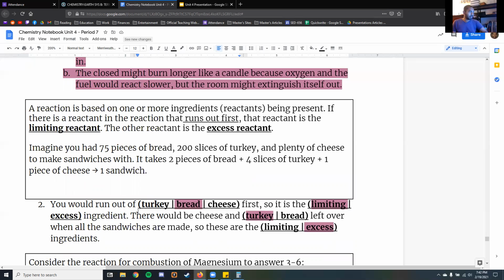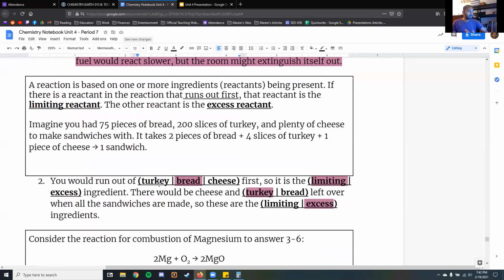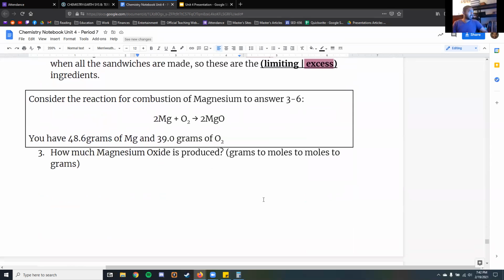And so, because that is the case, bread is our limiting reactant, turkey is our excess because we're going to have leftover turkey. And so our turkey will spoil because it's excess and we didn't take care of the bread, right? We don't have enough bread. And so turkey spoils. Fun stuff.